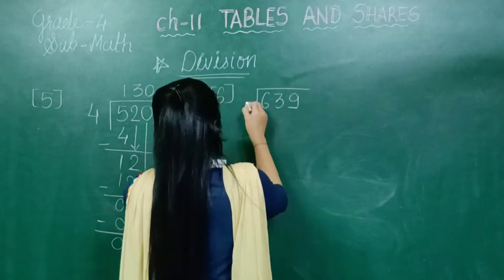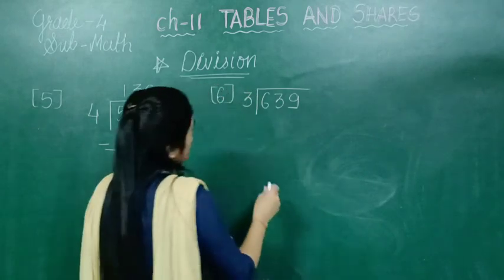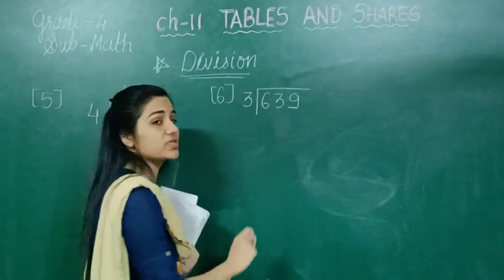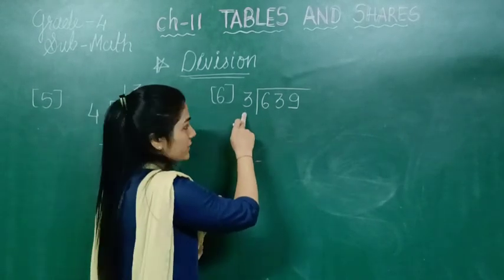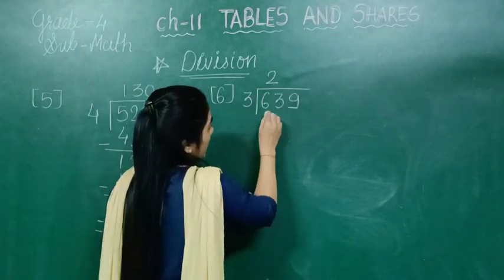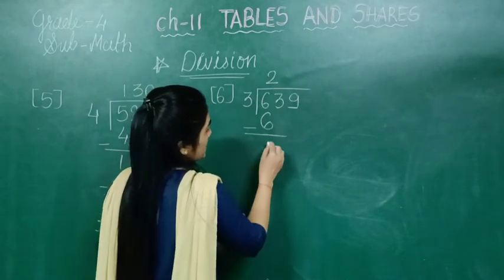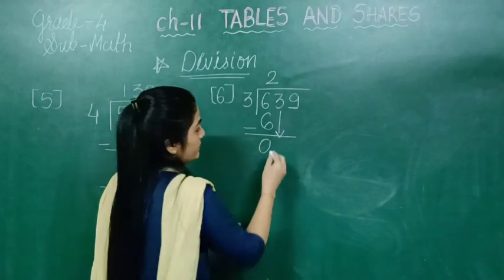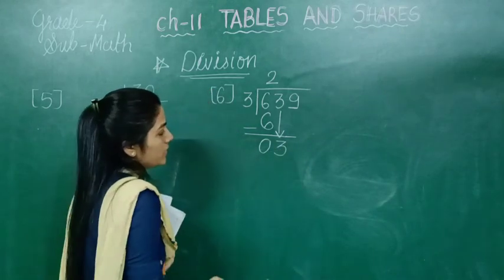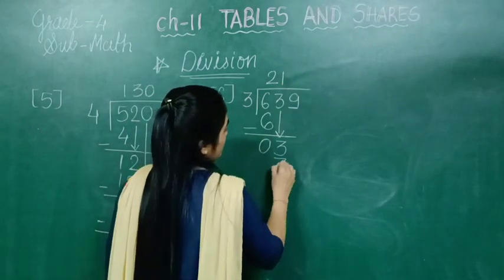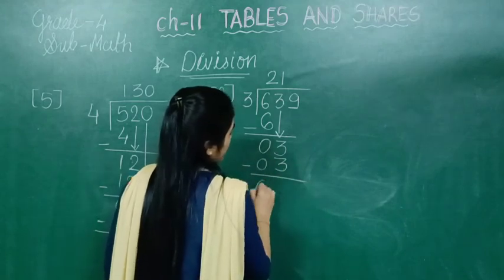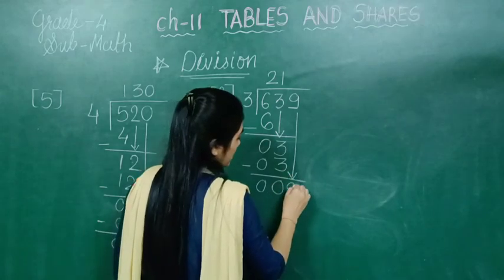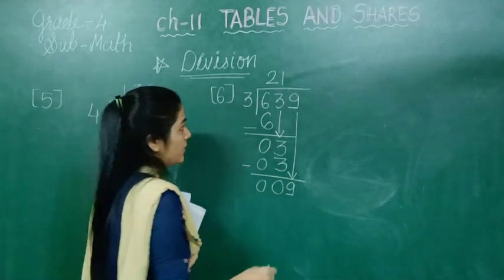Divided by 3. So 3 digits are there. 639. The first digit is 6. So it comes in the table of 3. So easily you can put 3 twos are 6. And 6 minus 6, 0. Again, the next digit you have to keep down. That is 3. So 3 ones are 3. 3 minus 3, 0. 9 you have to copy down. When 9 comes in the table of 3, 3 threes are 9.